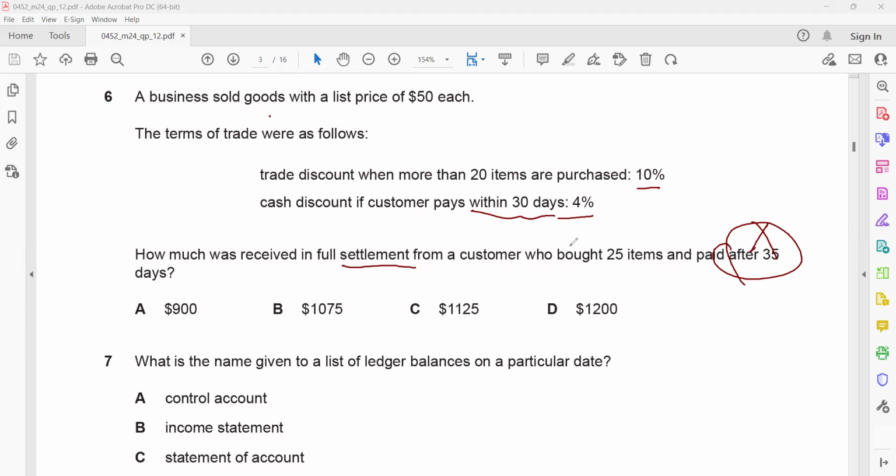So how much he had to pay? Because he was entitled trade discount 10%. So you take 25 times 50 times 90%. Trade discount, no need to count. So we take 25 times 50 and then times 90%. So we get 1125. So this is the amount that he has to pay.